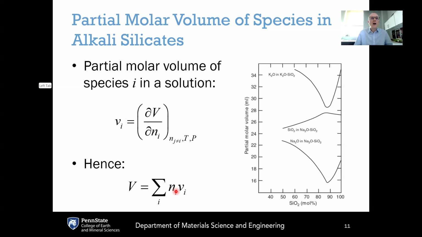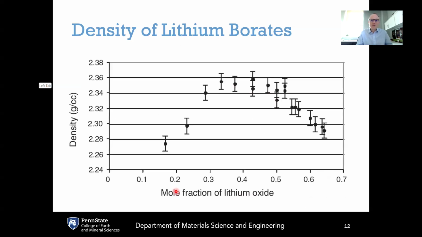So the way to get partial molar volumes is to systematically go through and change the mole fractions of specific species and measure how the molar volume is changing. What happens for borate glasses?